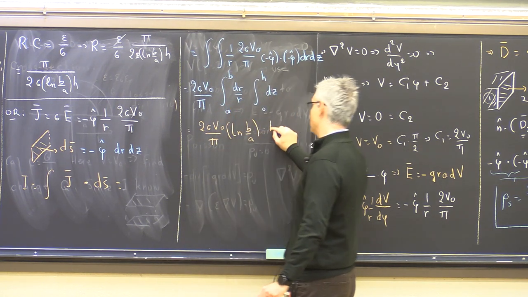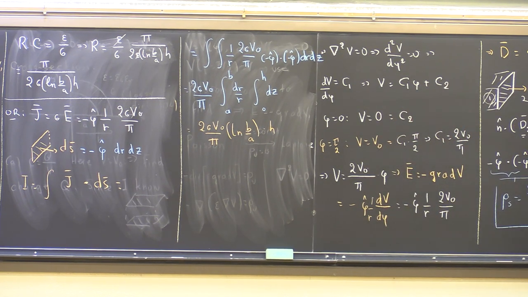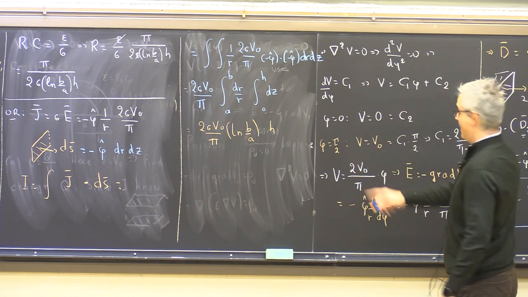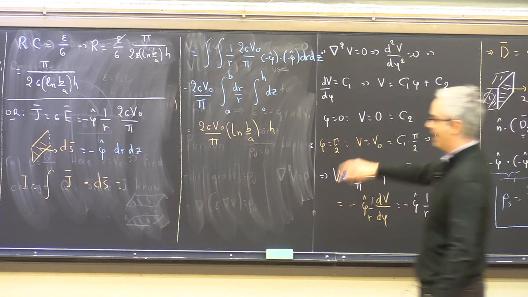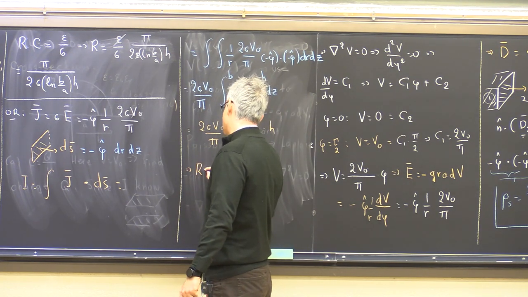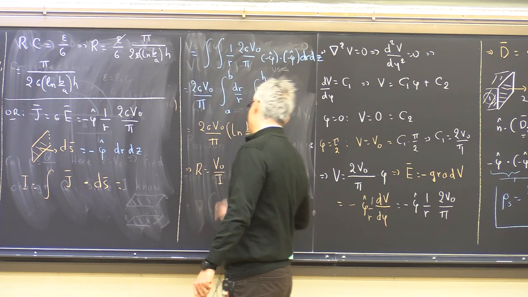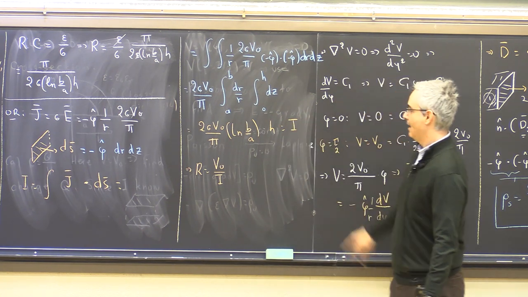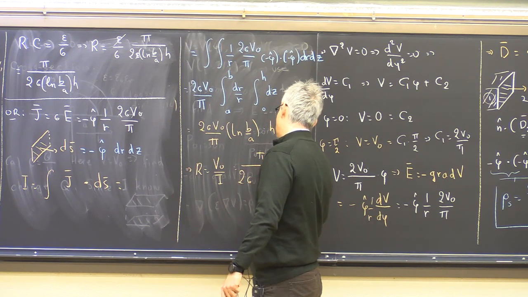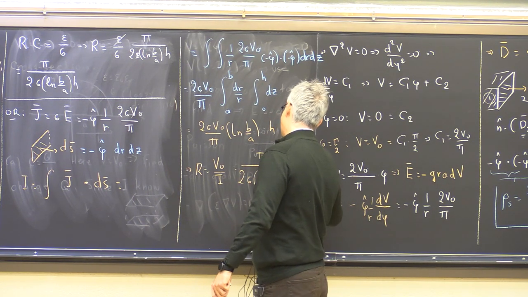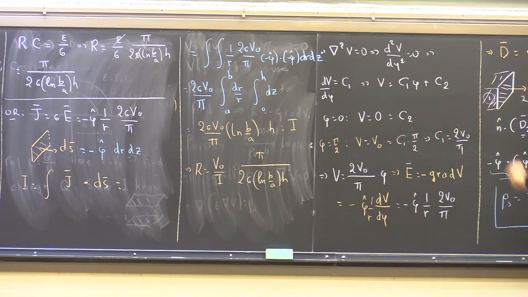And you may say, it's exactly the same as before. However, previously, capacitance is Q over V naught. Now resistance is V naught over I. So we have to do the inverse. So this is I. I do V naught over I, and then I get pi by 2 sigma ln B over A h, exactly like what you would expect from this previous formula. Okay, so this is this question.